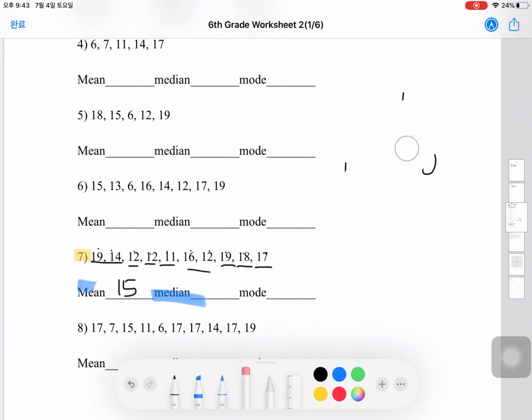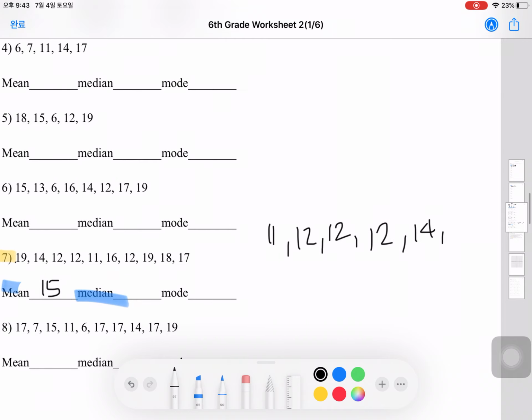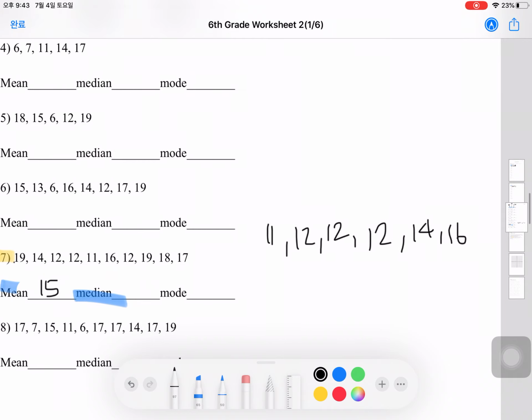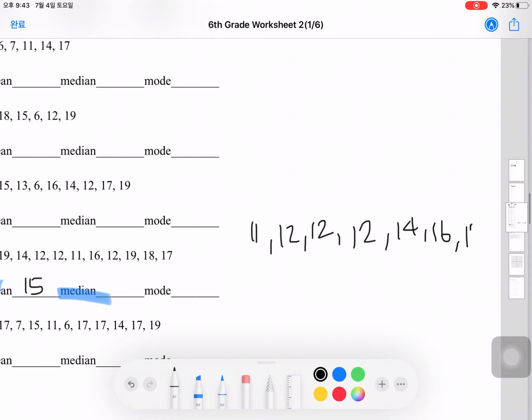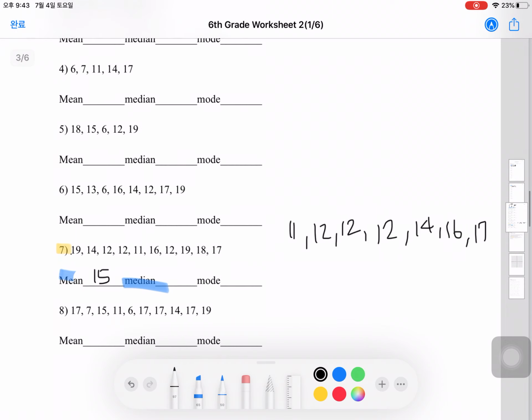For the median, you want to organize all of this in numerical order. So in order to do that, we'll start with the lowest number and go up from there. So 11, 12, another 12, one more 12, 14, 16, 17, 18, and 2 19s.